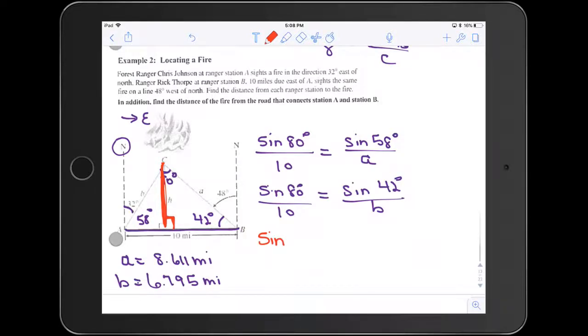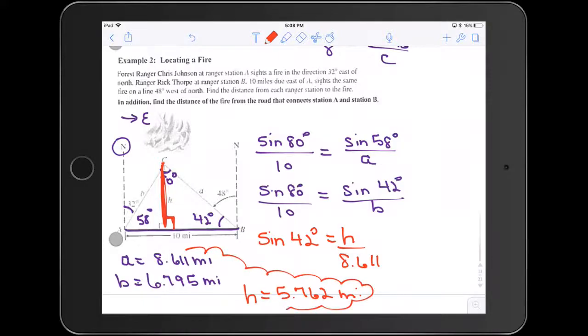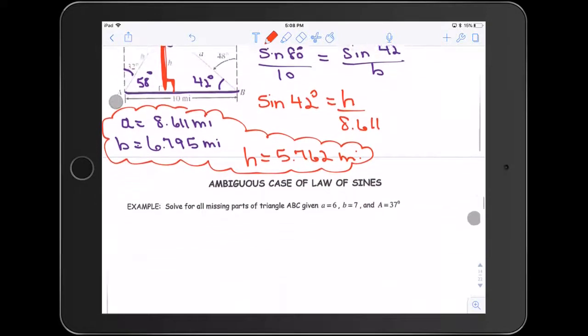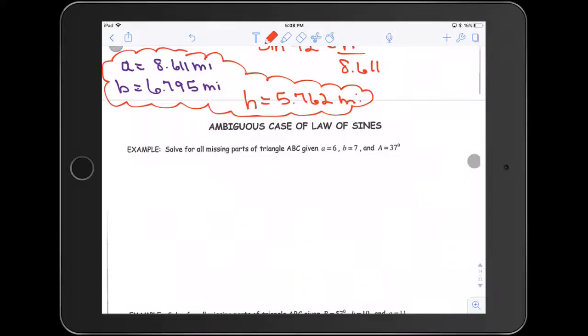So I'm going to go sine of 42 degrees is equal to the opposite side over the hypotenuse, which is 8.611. And then again, when you solve that, you end up with an h length of 5.762 miles. So this is not much more challenging than that top one, but it does bring in the application, reminds us to talk about a couple of those things, and also brought in the right triangle trig.